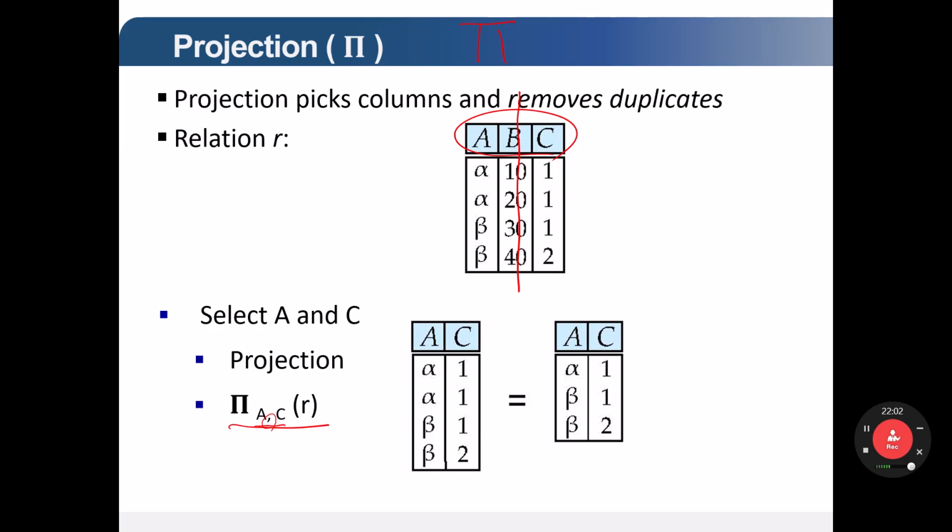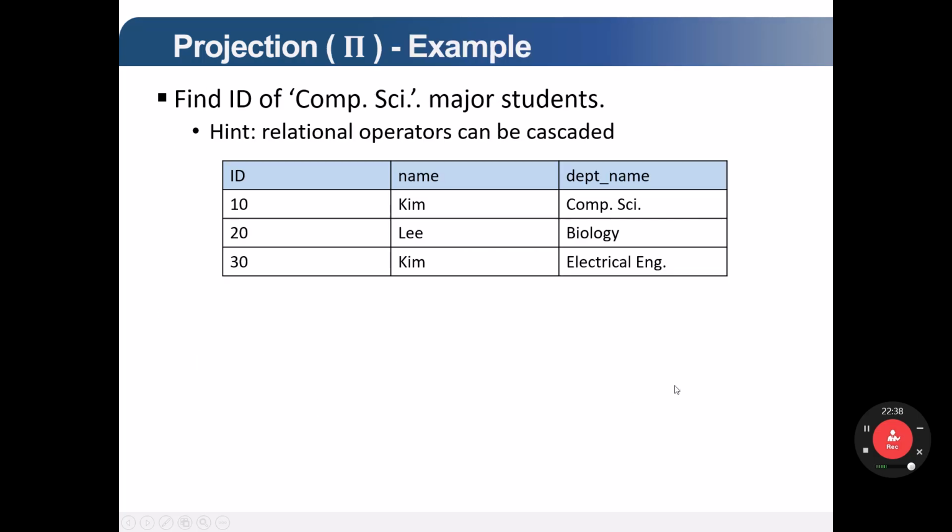Okay? And after eliminating this attribute B, now you have duplicate. Previously, because of B, the first row and second row were considered different. But after eliminating attribute B, the first row and second row became the same. So we need to eliminate this duplicate. Okay, that is projection operator. Easy.